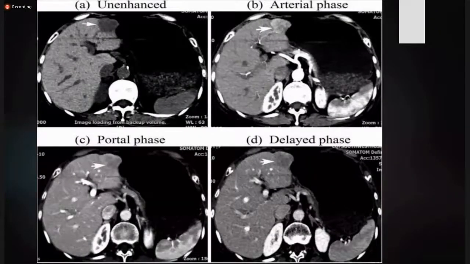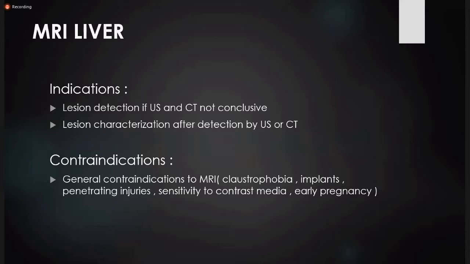MRI liver. Again, indications are somewhat the same: if ultrasound and CT are non-conclusive and you further want to characterize the lesion. Contraindications: the general contraindications to MRI are there, but because it uses magnetic radiation and no X-rays are used, it is safer than CT. The contraindications for MRI are implants, and sensitivity to the MRI contrast media. In early pregnancy, we usually avoid MRI.